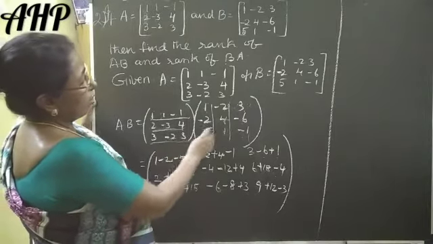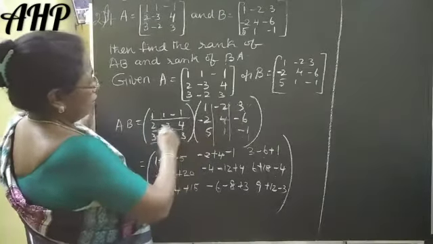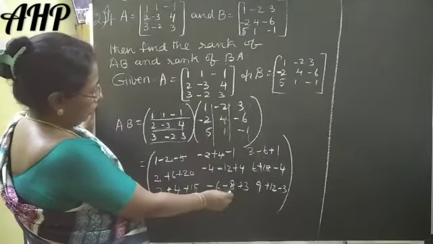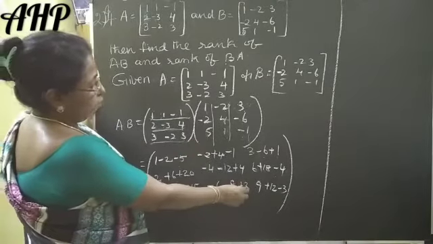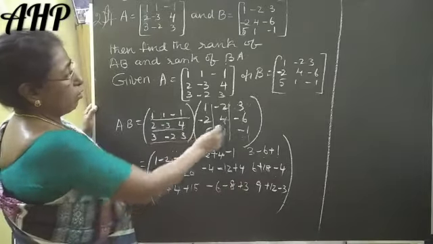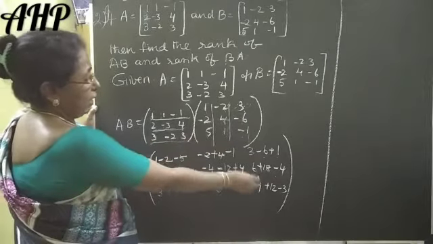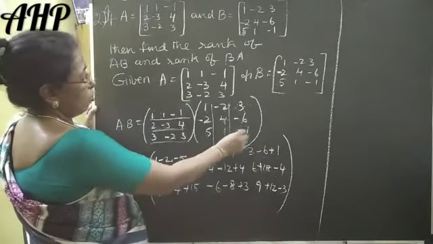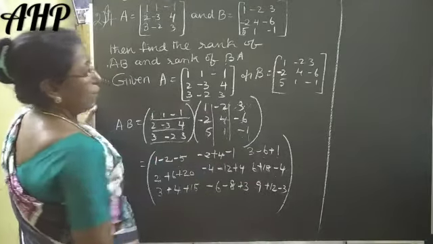Then the third row with the second column. 3 into minus 2, minus 6, minus 2 into 4 gives you minus 8, plus 3 into 1 gives you 3. Then third row with the third column. 3 3s are 9, minus 2 into minus 6, plus 12, 3 into minus 1 gives you minus 3.